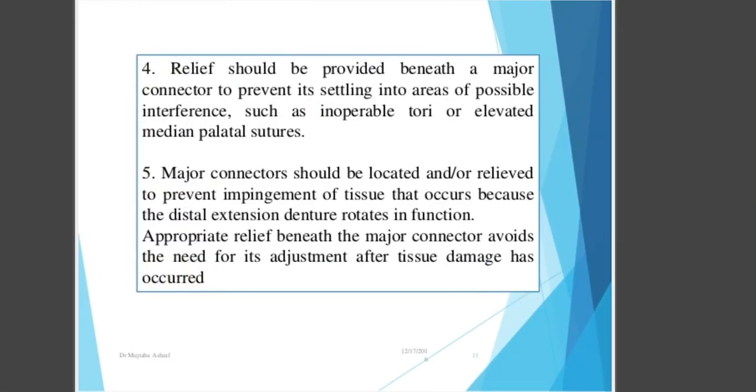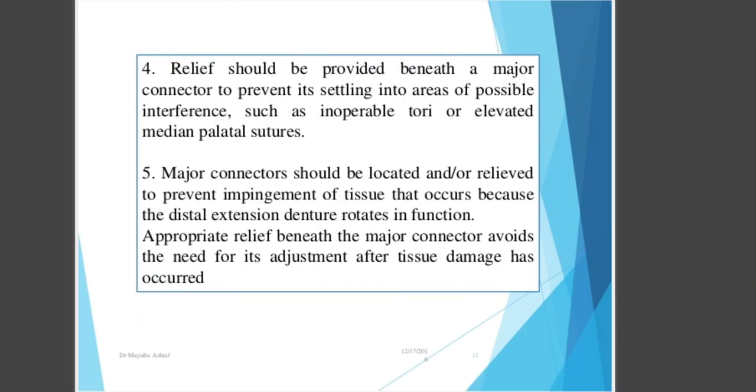And there should be a relief provided. Either those areas should be relieved or they should be away from the soft tissue. Relief should be provided to prevent it settling into the area of possible interferences, such as inoperable tori or an elevated or deep median palatine suture.